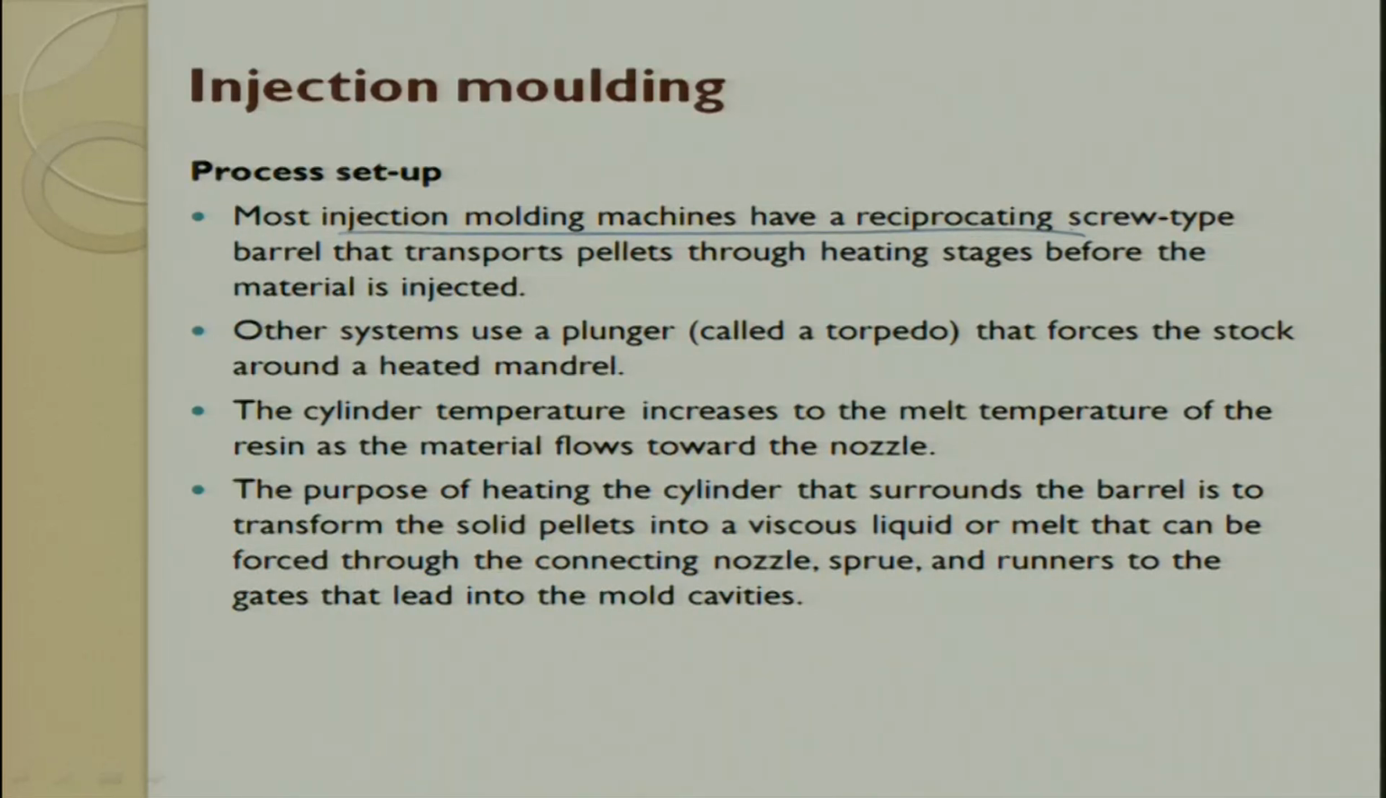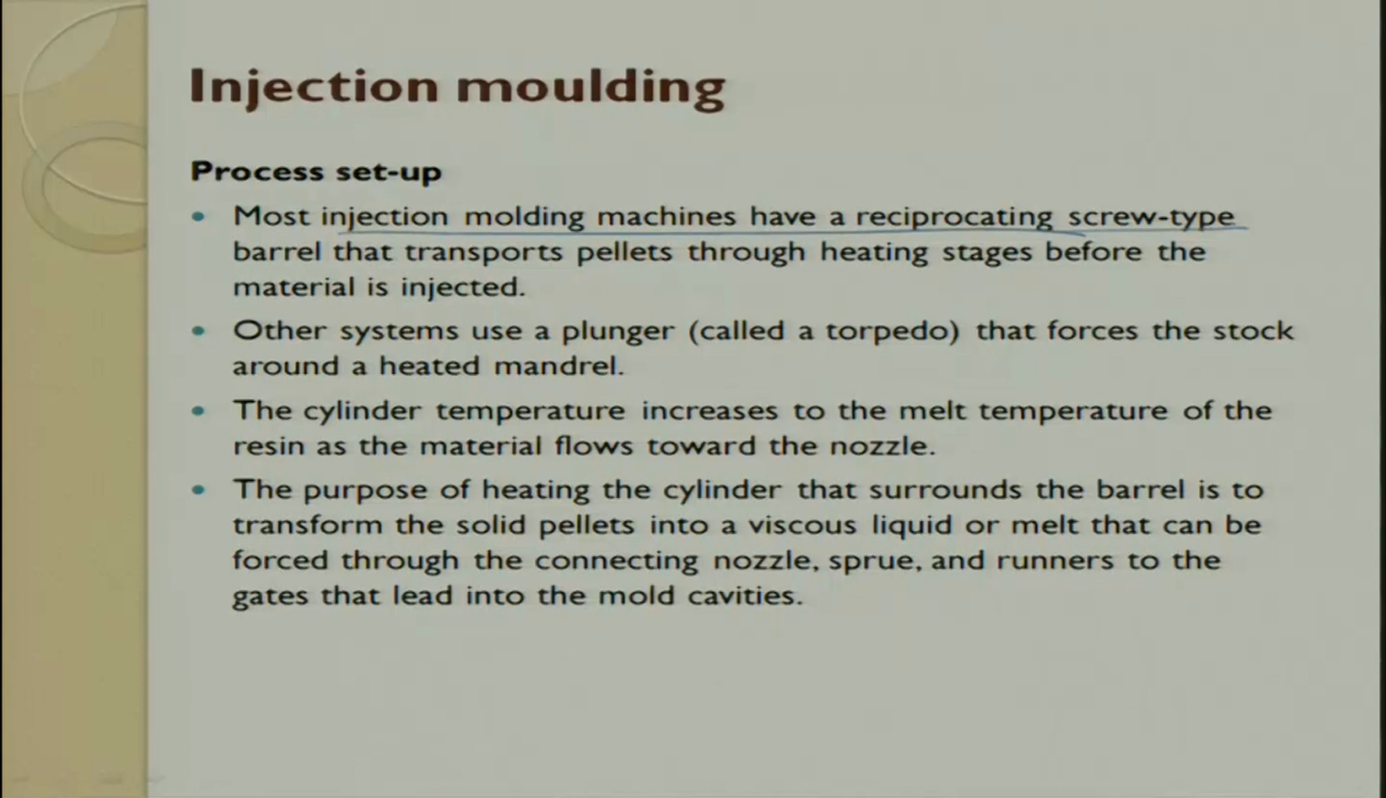You can have reciprocating type. You can also have a reciprocating screw type. So, the reciprocating screw type barrel is the one we discussed here. There is a screw which keeps rotating and keeps moving, so that you can move the material from one extreme end to the other extreme end, and then it gets injected.